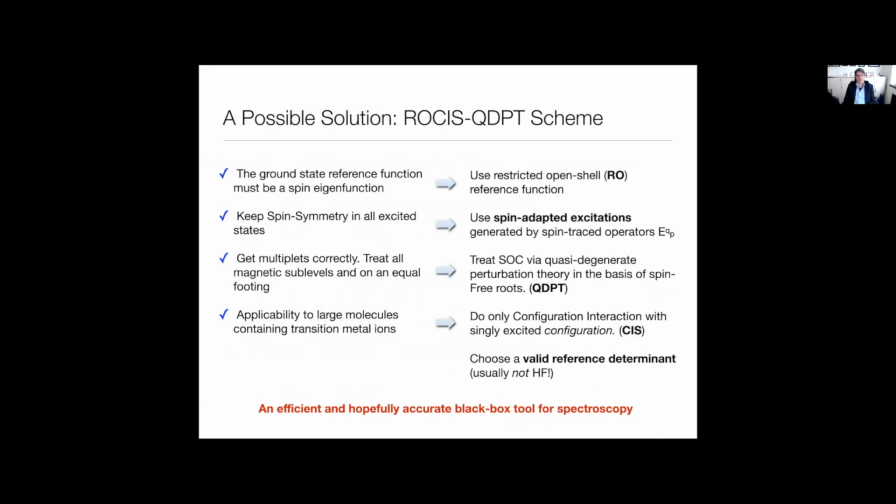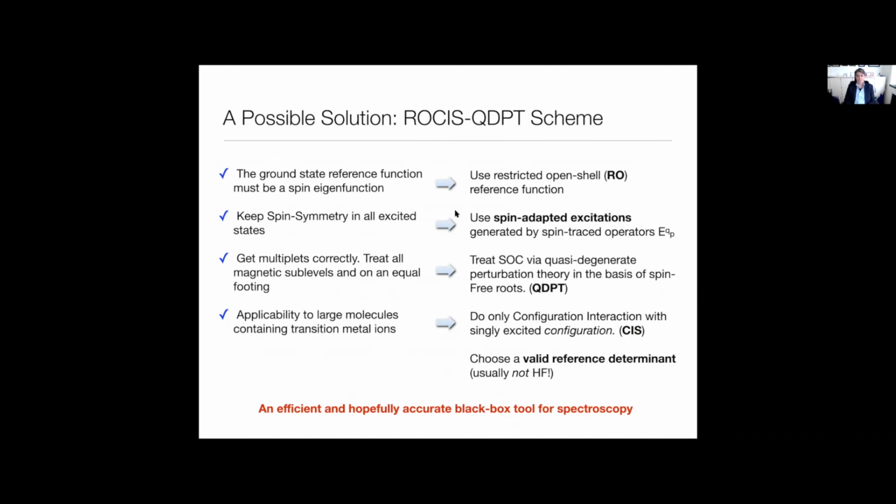So basically, in the development process, what we wanted is to make sure that the ground state reference function is a spin eigenfunction. So we use a restricted open shell reference function that only pertains to a certain class of ground states. So, for example, an antiferromagnetic solid at this point in time we couldn't do.